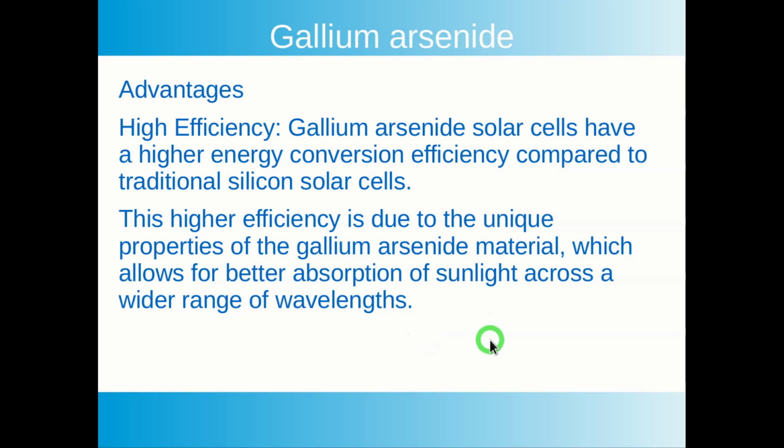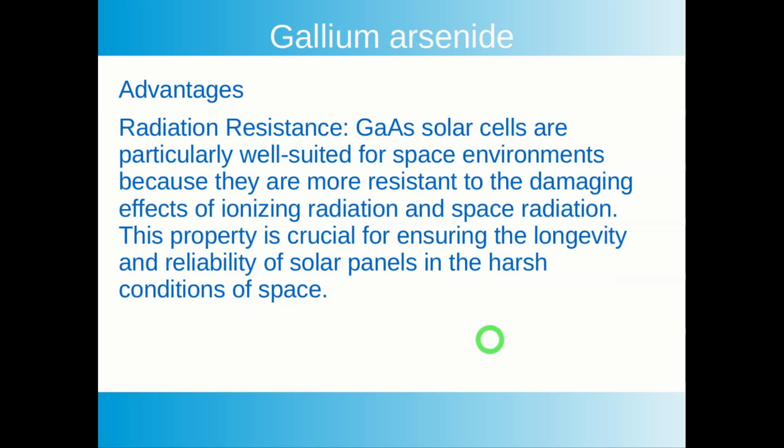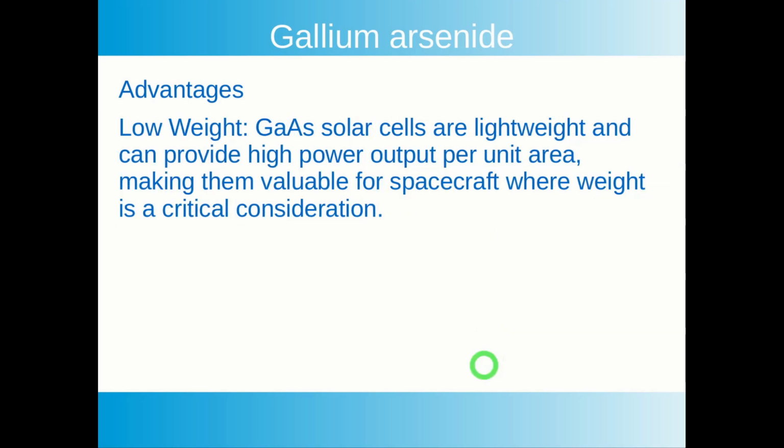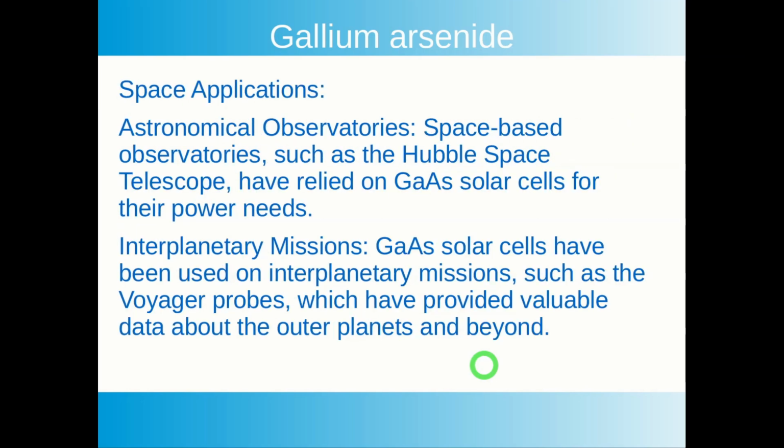The advantages are high efficiency, because gallium arsenide absorbs sunlight across a large range of wavelengths compared to poly and mono. The other thing is gallium arsenide solar cells are more radiation resistant. So when you're using them in space environments where there's a lot of ionizing radiation, this is important for their capability to survive the harsh conditions of space. Another advantage is that since they're highly efficient, gallium arsenide solar cells are much lighter compared to all other technologies. They're also used for astronomical observatories like the Hubble Space Telescope.